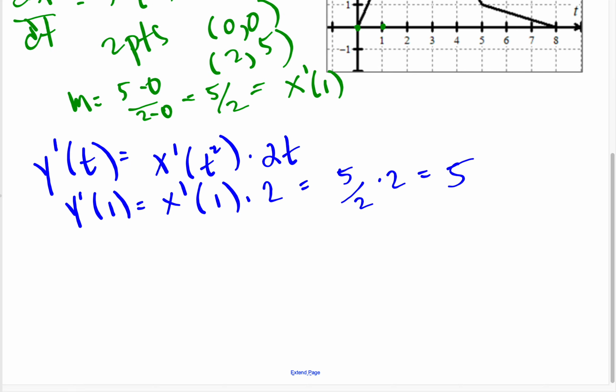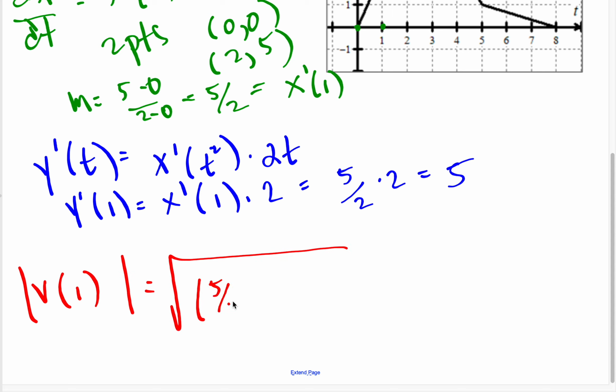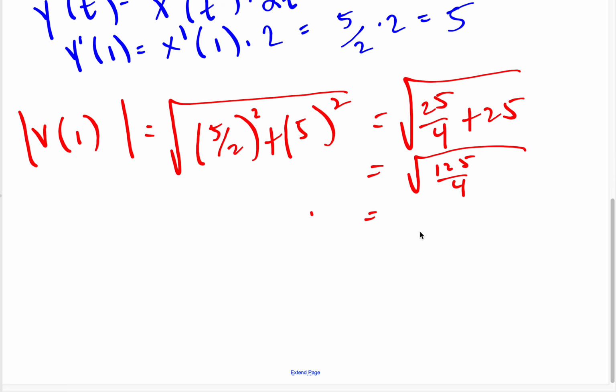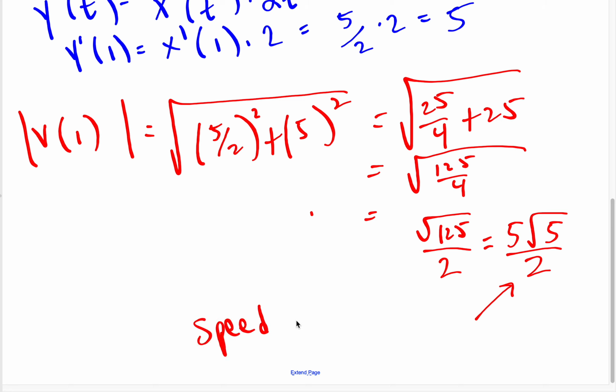Now we're ready. We are now going to find our velocity, our speed, actually, the absolute value. So that's going to be the square root of (5 over 2) squared plus 5 squared. And so that's 25 over 4 plus 25. Get a common denominator. You get 125 over 4, and we're assuming you can't use a calculator here. That's why I'm doing all this with radicals. That's the square root of 125 over 2. If it was an MCQ, that would simplify to 5 root 5 over 2. And what did we find? We found the speed of the particle at t equals 1.